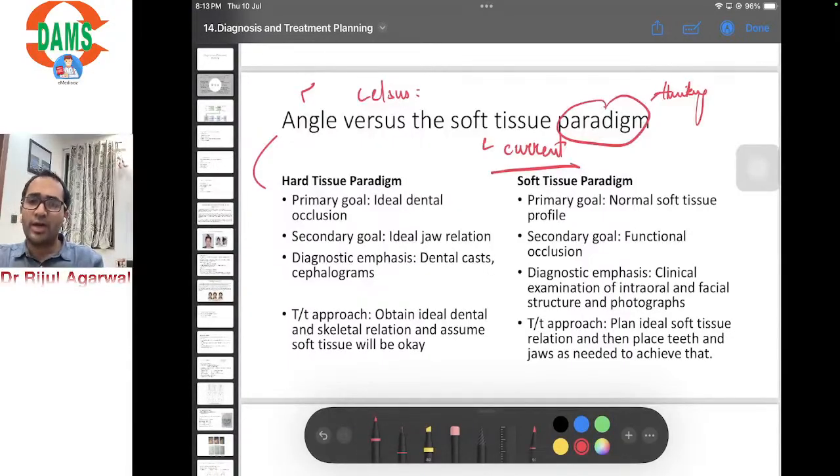So coming back to our differentiation between the hard tissue and the soft tissue paradigm: the primary goal at that time was to have ideal dental occlusion, that means to have maximum intercuspation. Now the primary goal is to have a normal soft tissue profile. The secondary goal is to have ideal jaw relation, that is, to have class 1 molar and canine relationship. Now the goal is to have functional occlusion.